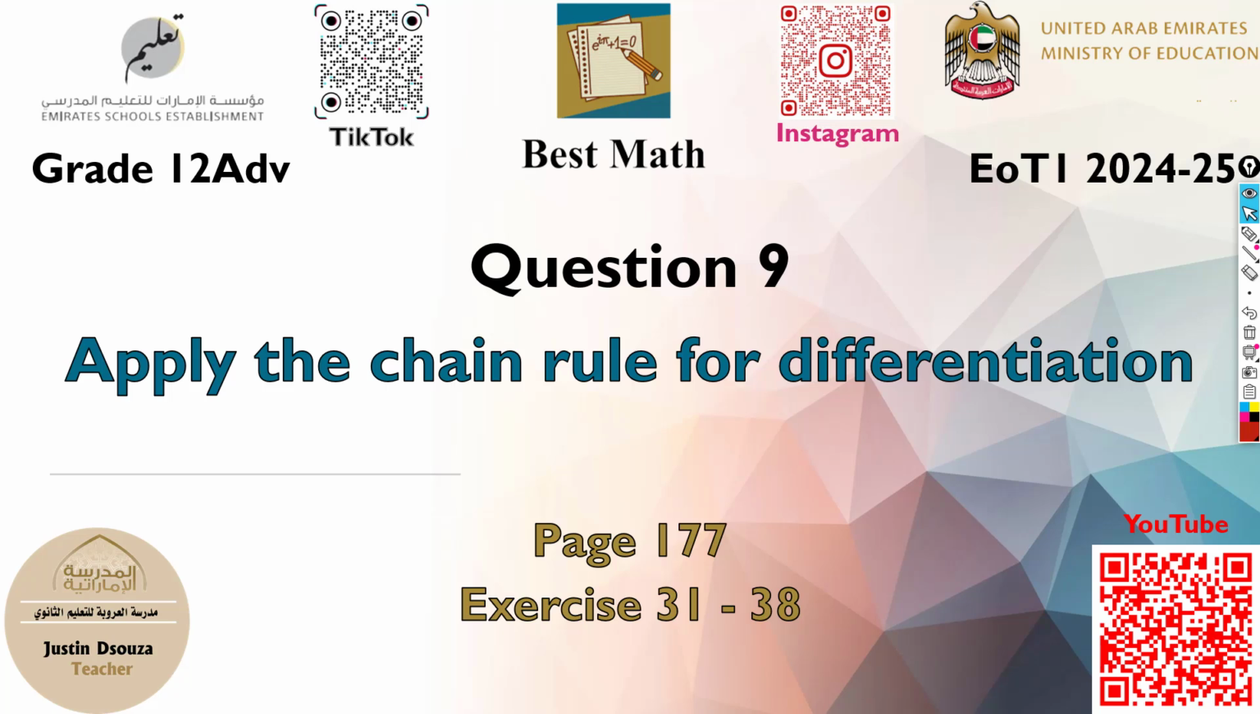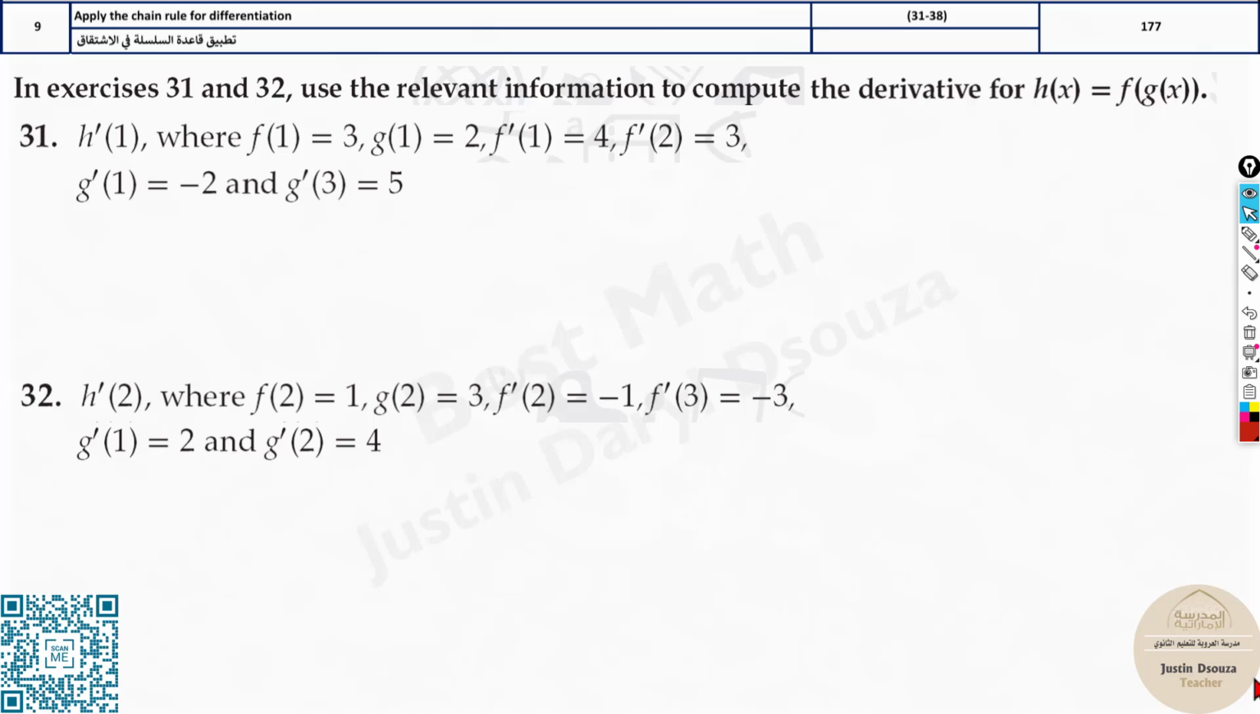Question 9 is applying the chain rule for differentiation. Here we have been told to find the derivative for this given function, h of x equals f of g of x, and we need to find h prime, the derivative of h, for 1. Now this cannot be solved in a calculator. We have to solve it using the differentiation rules, mainly the chain rule.